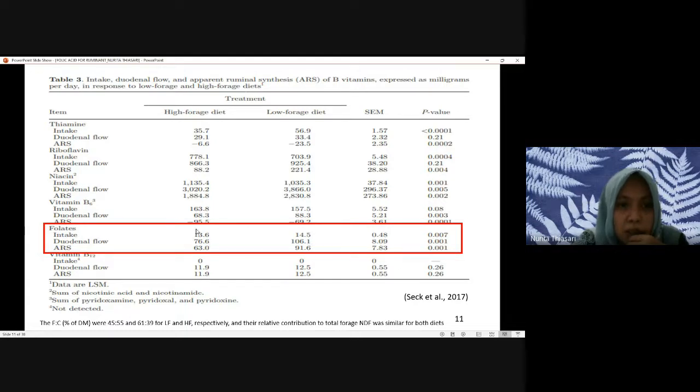Yeah, in here we can also see that with high forage there is an increase of the ARS, the apparent ruminal synthesis of the folate. The intake is 13 and then in the rumen it becomes 63. For the low forage diet, the intake is around 14 and then in the rumen it becomes 91. But if we compare low forage diet with high forage diet, we can see that the apparent ruminal synthesis of the folates is higher at the low forage diet, or high concentrate.